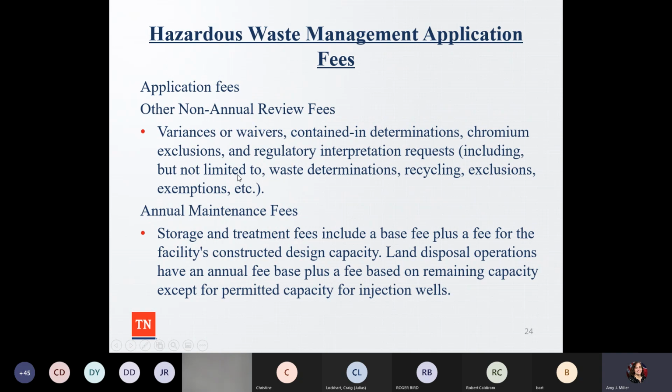So again, there is an application fee. There are other non-annual review fees. There can be variances or waivers. So again, there are other things with that. And then there's also an annual maintenance fee for the storage and treatment fees and all that good stuff. So again, if someone is coming into your community and they want to have a hazardous waste facility, they have to have this permit. They have to detail the who, what, where, when, and why, and pay fees every year.